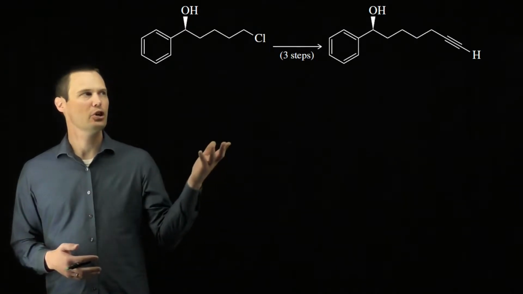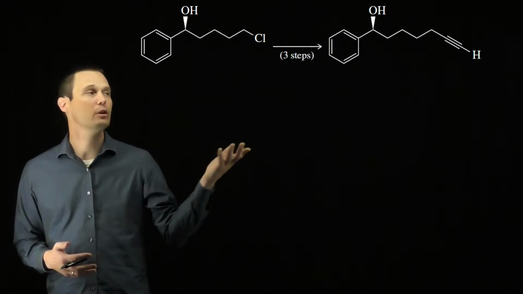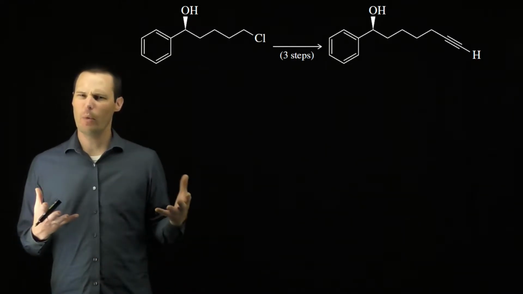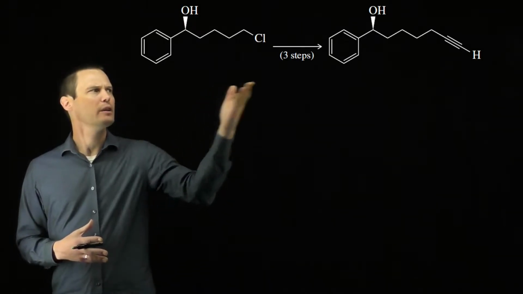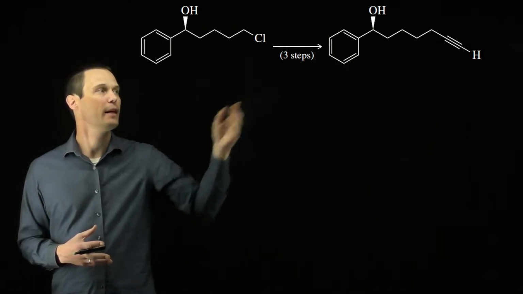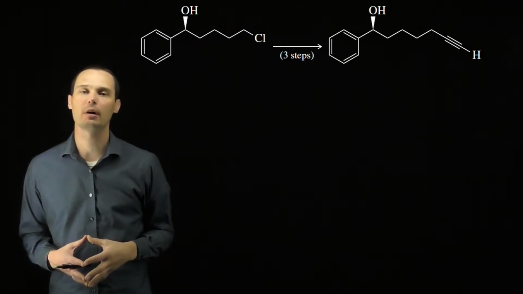This question asks us to show how a three-step protecting group strategy could be used to synthesize this product from the given starting material. Let's talk about why we even need a protecting group first. Our key reaction is going to be the reaction of the acetylide anion with the alkyl halide to extend the carbon chain and form the carbon-carbon bond.